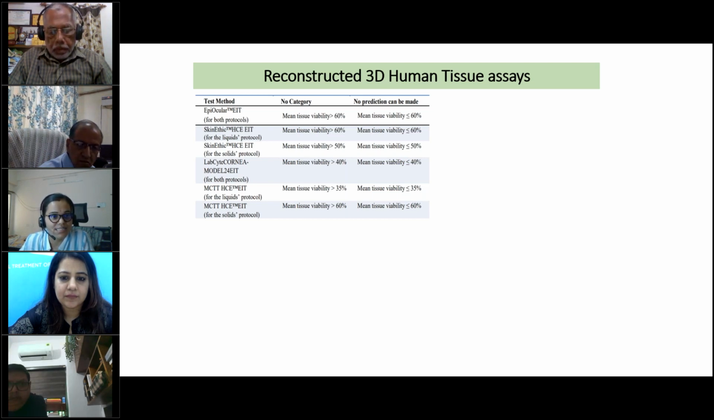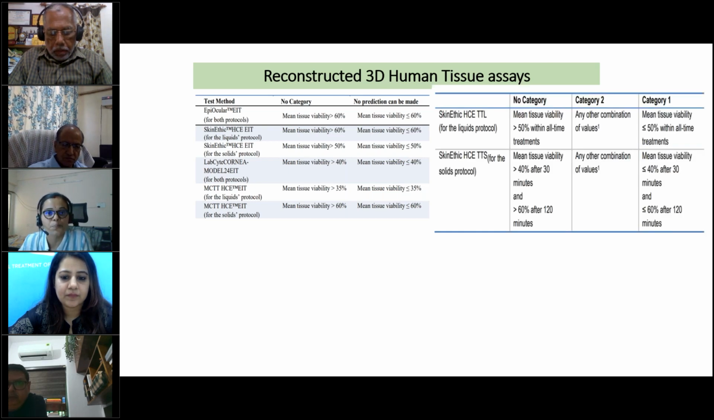And with the MCTT HCE for liquids and solids, which is an additional model referred in the guideline, the mean viability for liquids should be greater than 35%, and for solids, it is greater than 60% viability required to categorize the chemicals with their outcome.